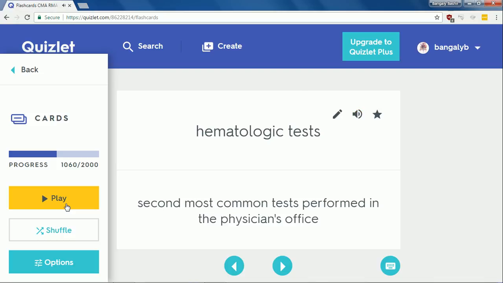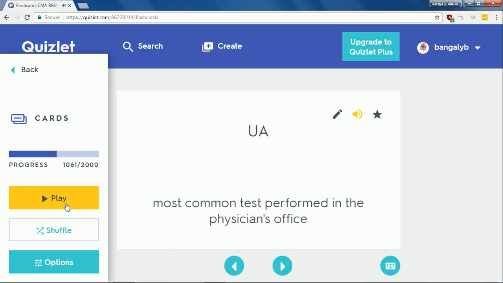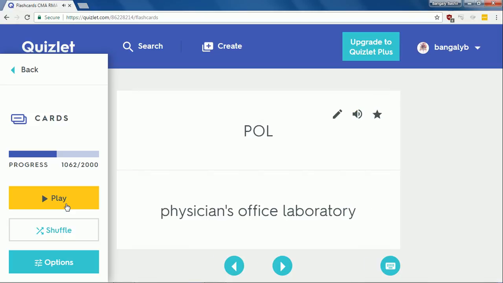Hematologic tests. Second most common tests performed in the physician's office. UA. Most common test performed in the physician's office. POL, physician's office laboratory. UA, urinalysis.